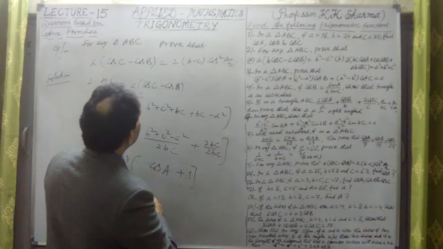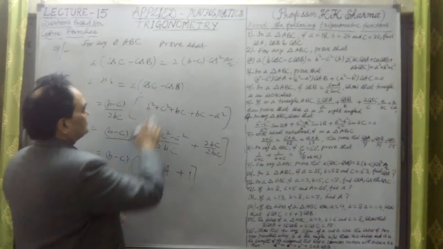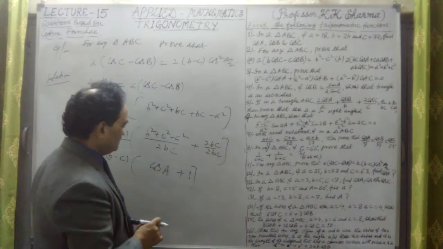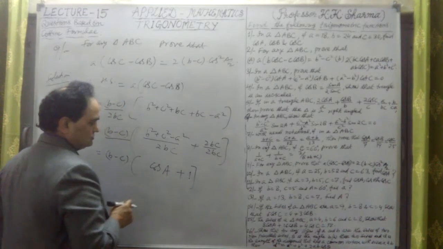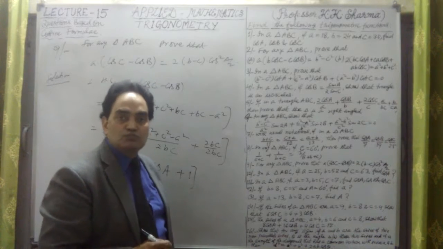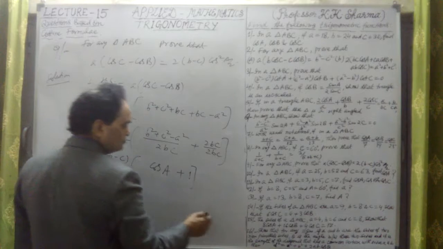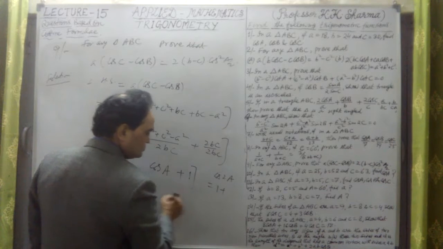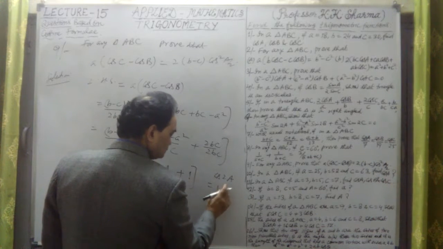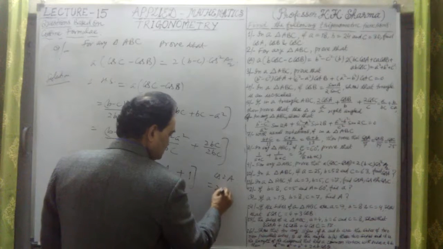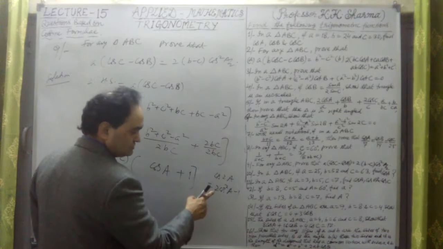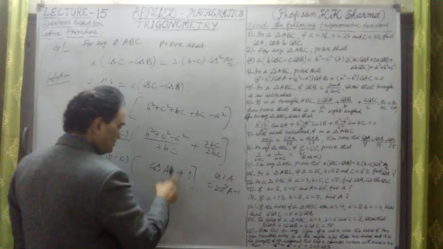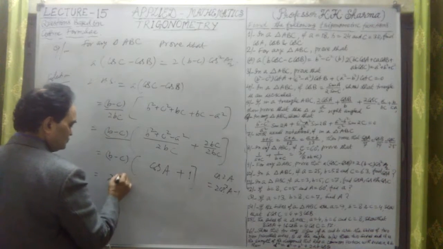Twice BC is there, okay, we have taken it here, this is 1. So what is 1 plus cos A? It is 2 cos square A by 2. Why? Because cos 2A is equal to 2 cos square A minus 1, or 1 plus cos 2A is equal to 2 cos square A. So 1 plus cos A is equal to 2 cos square A by 2.